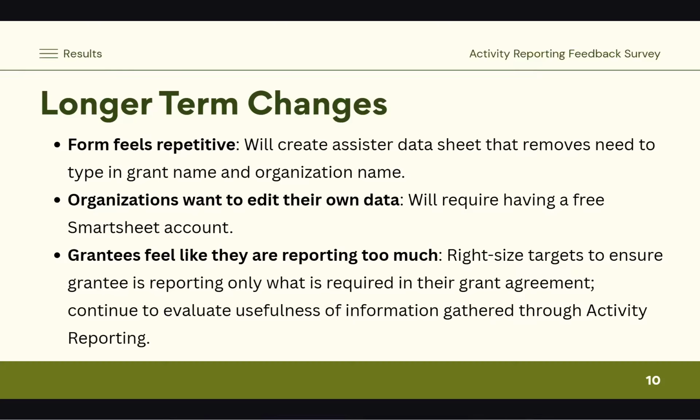Say you have 10 assisters working in your organization, but only three of them are being funded by the grant. I think it would make more sense to not have everybody within your organization reporting, just the proportion that's being funded by the grant. So more to come on that. There'll be more guidance, and the end result will be that you're reporting less, and you'll have more clear guidance on that.